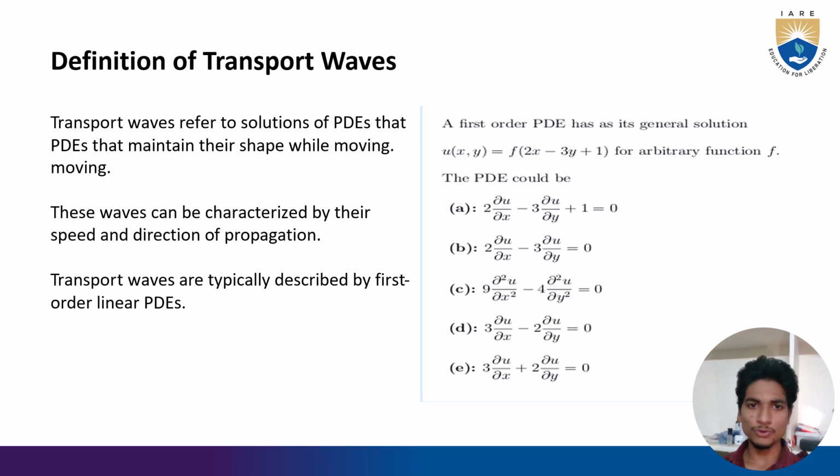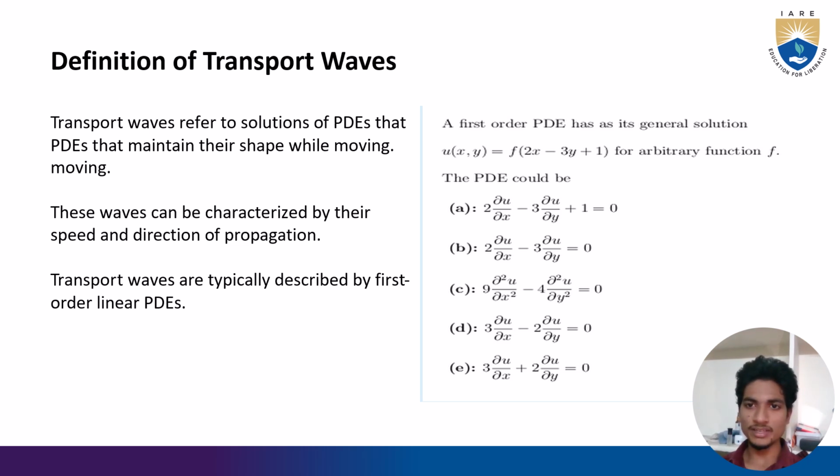Transport waves refers to solutions of PDE that maintain their shapes while moving. These waves can be characterized by their speed and direction of propagation. Transport waves are typically described by first-order linear PDEs.